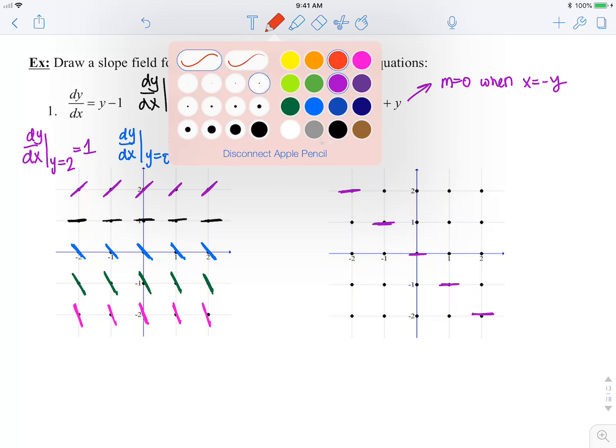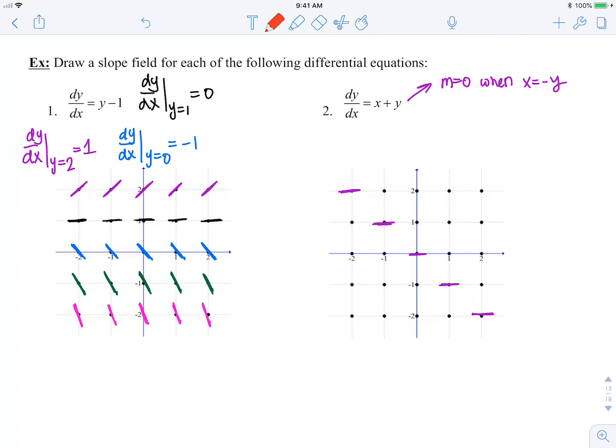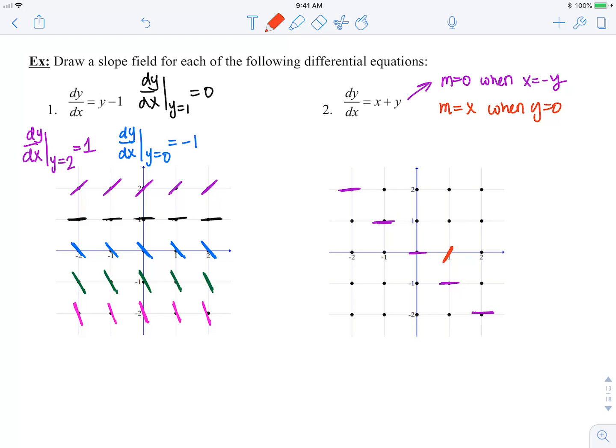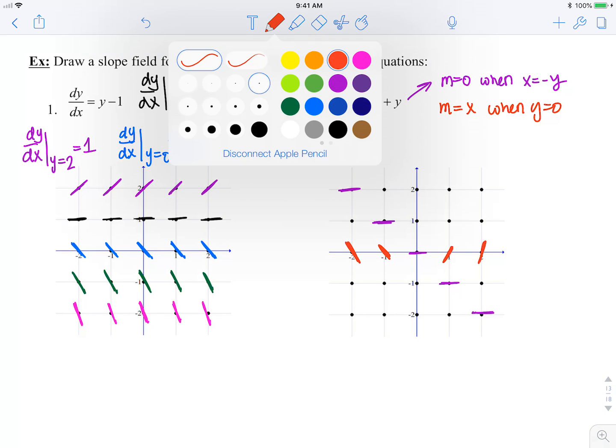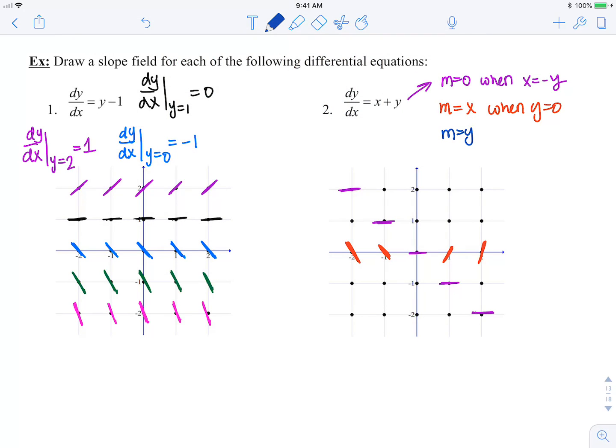So now I'm going to go down my axis, right? So when y is 0, m equals x. So y is 0 down the x-axis. So that means my slope's going to be 1, and then 2, then it's going to be negative 1, and then negative 2. So now I know m equals y when x is 0. So x is 0 up the y-axis, so that's 1, and then 2 should be more steep. Negative 1, and then negative 2 should be more steep.